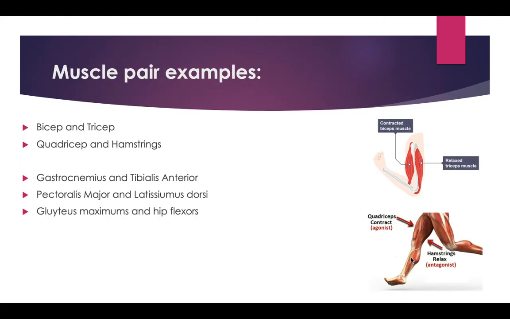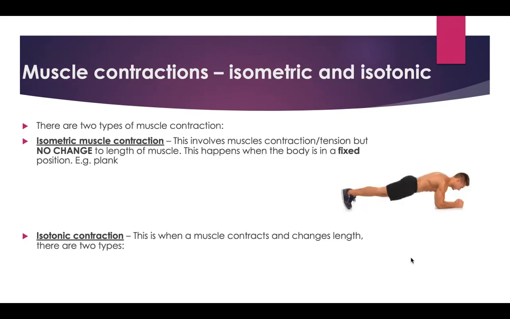So we need to know that the biceps and triceps work as a pair. Quadriceps and hamstrings work as a pair, and there's some others here as well that you can see you need to write down. Finally, there are two types of muscle contractions that you need to know about. The first one is called isometric muscle contraction. This is where your muscles are being worked, but there is no change in their length. The best example for this is when you're doing a plank.